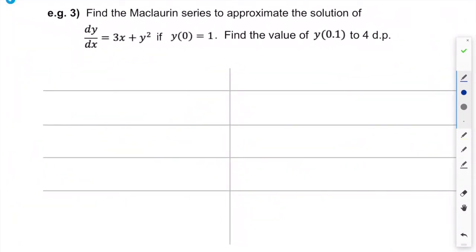If you would like to try this question by yourself first as practice, you can now pause the video, then resume it to check your answers.